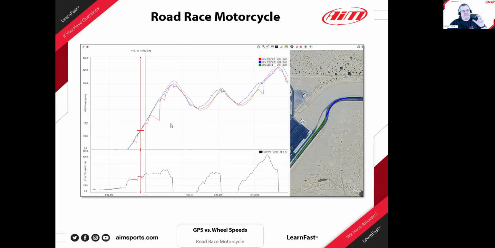So an interesting thing to see is what the two wheel speeds are doing. I love to have the GPS in there. Helps me out on the actual overall speed of the bike, but knowing what's going on with the two wheel speeds can be very valuable depending on what you're trying to analyze. So keep that in mind.